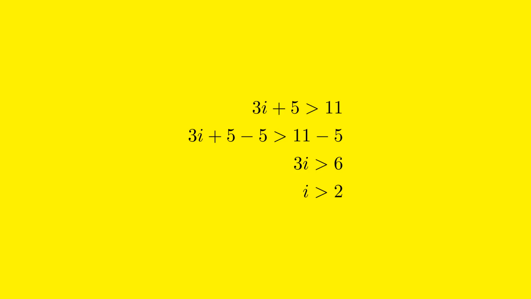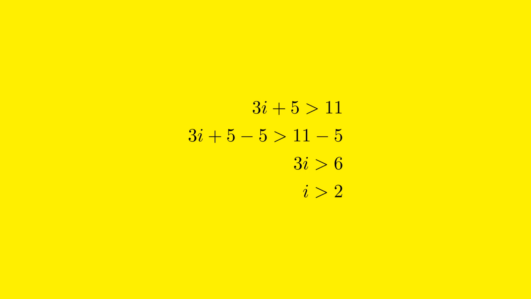We start with the inequality 3i plus 5 greater than 11. Our goal is to solve for i, which means we need to get i by itself on one side of the inequality. First, we need to isolate the term that includes i. Currently, 3i is added to 5 on the left side of the inequality. To do this, we subtract 5 from both sides of the inequality. Subtracting 5 from both sides helps to remove the constant term on the left side.